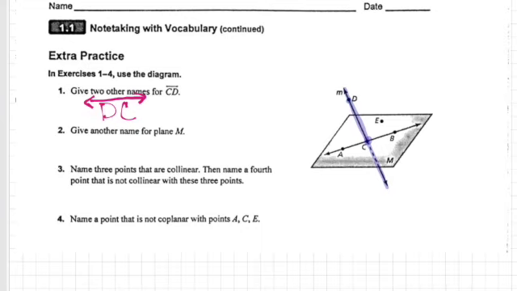The other little name that they have for it here is they also call it M. So I could say line M. They also refer to it as line M.